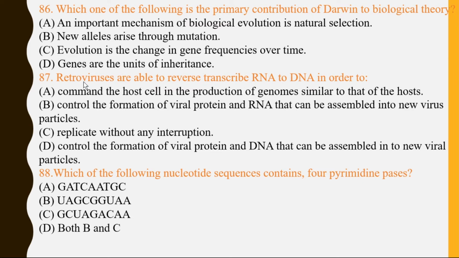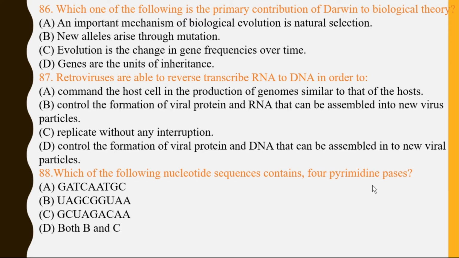So choice B is the correct answer. Retrovirus release the RNA into the cell that they infect, and the enzyme reverse transcriptase converts viral RNA into DNA. They help them control the formation of more viral protein and RNA that can be assembled into new virus particles. So in this process, choice B is the correct answer.